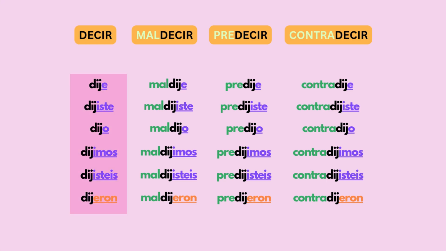Now, let's look at decir, to say, and its derived compound verbs. Maldecir, to curse, to swear. Predecir, to predict. Contradecir, to contradict.